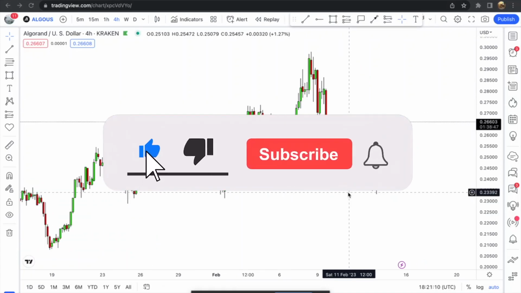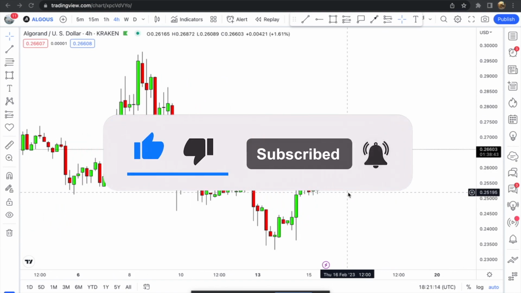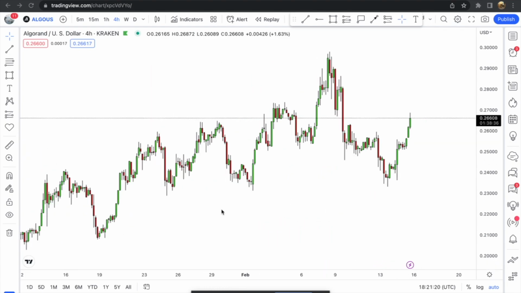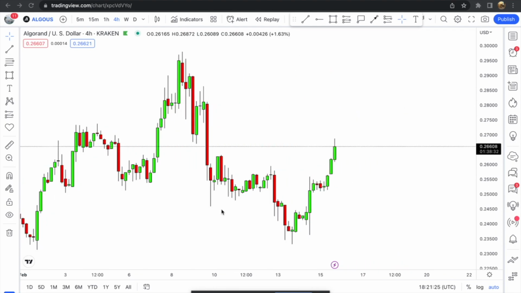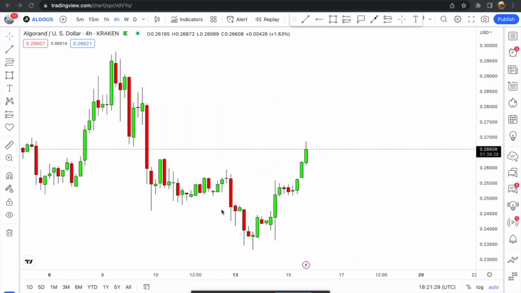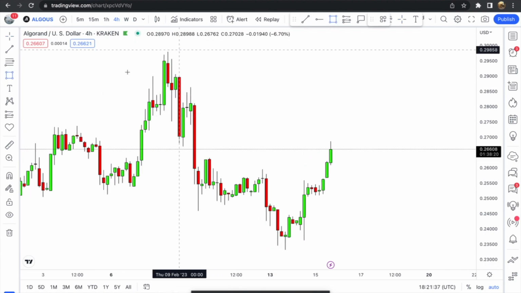So I'm just going to be covering Algorand for you today, and I'm going to be using the 4H time frame. Basically, what I'm going to look at is this market structure that we can see here. Now, I don't want to go too far back in time. I don't feel it's completely necessary for what I want to show you in this video. So what we can see here is from this point onwards, we were in this uptrend, and then we put this high in up here.